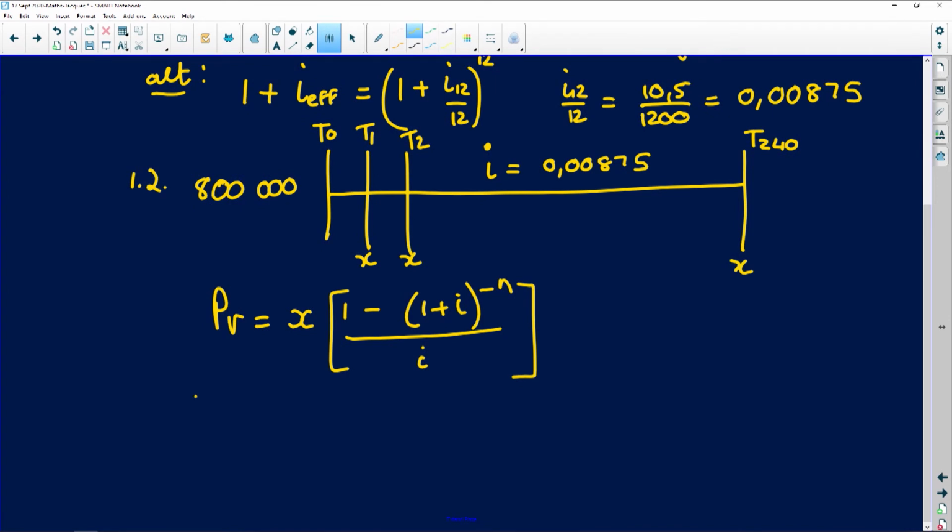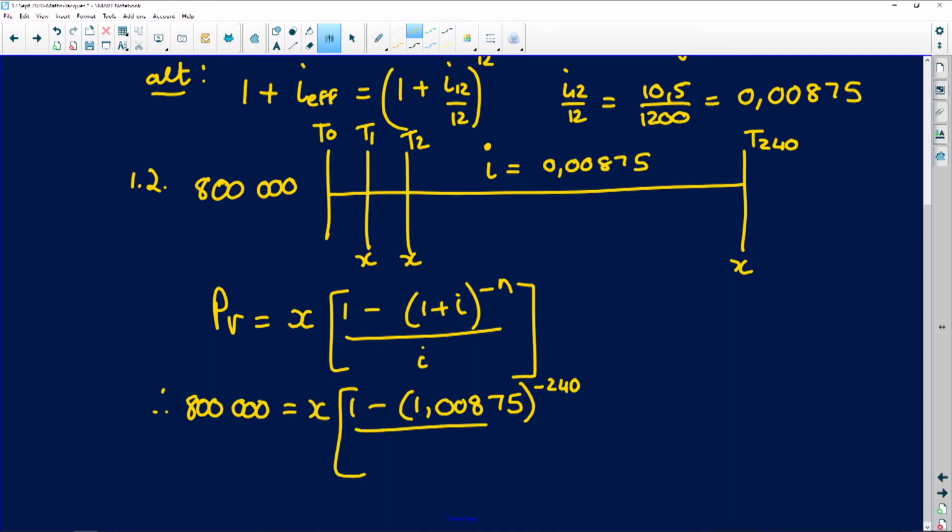So our present value now is 800,000 Rand. 800,000 is equal to x, then we have 1 minus 1.00875 to the power of minus 240, because at the initial part of this loan, we agreed with the bank that we will make 240 payments of X Rand each at a particular interest rate.